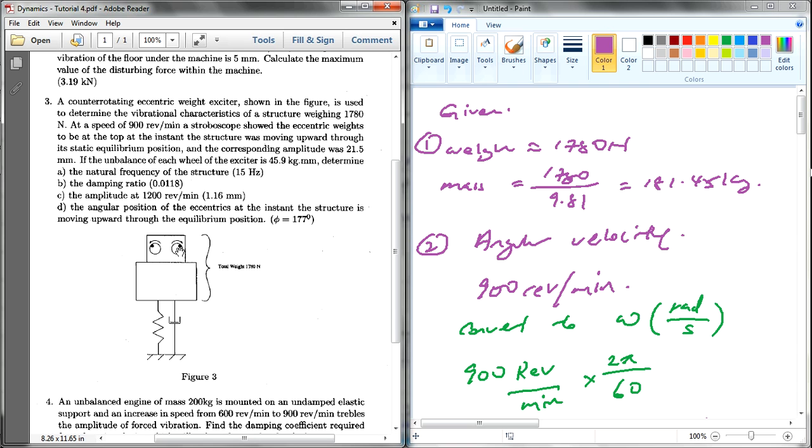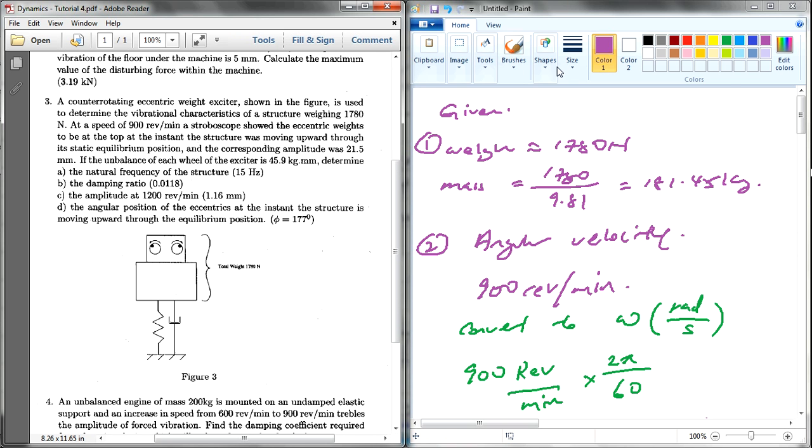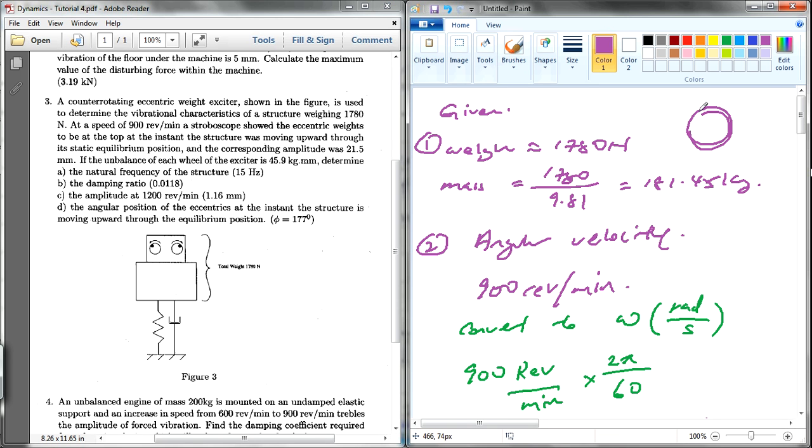They are turning, the speed. It's actually 900 revolutions per minute. So what does it mean by 900 revolutions? In 1 minute, you spin 900 times. You spin 900 times: one time, two times, three times. So in 1 minute you spin 900 times.